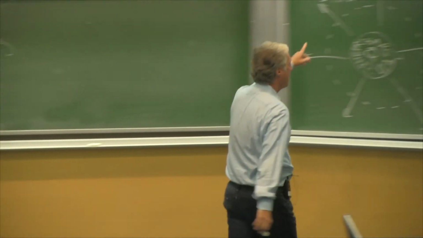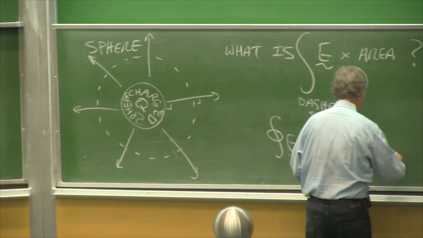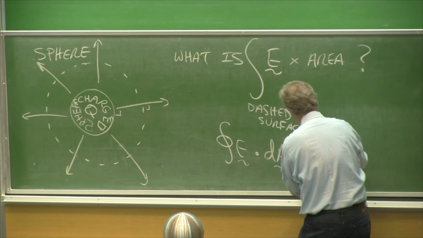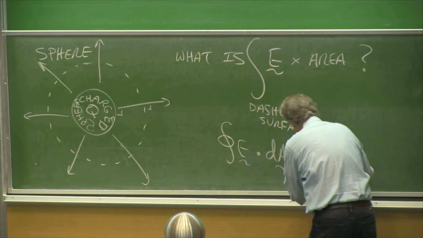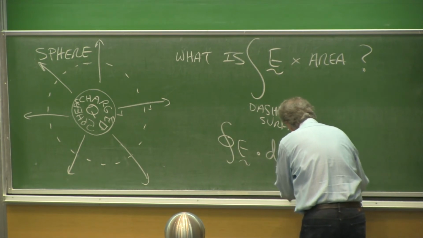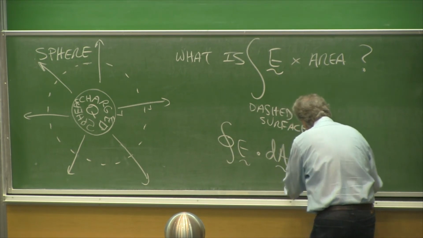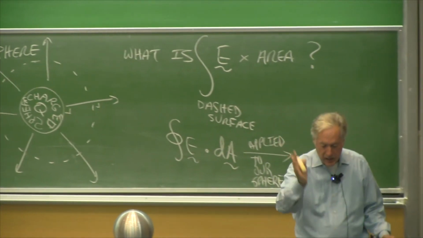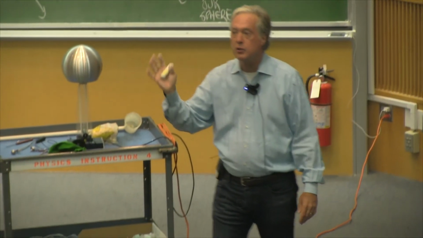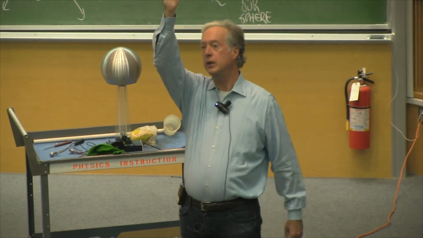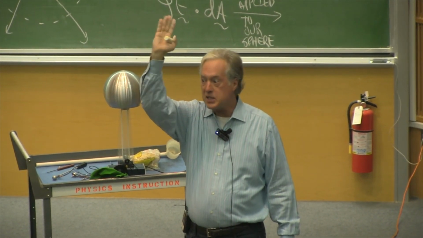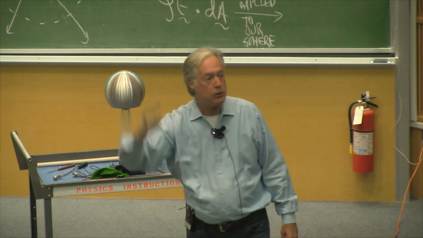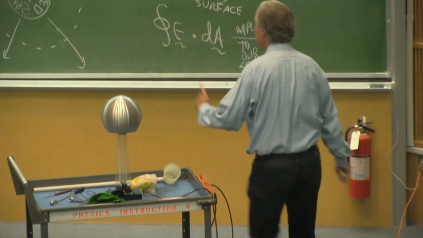So, this application applied to the picture, applied to our sphere, on that sphere, what is the angle of the electric field with respect to the area vector? The electric field is always pointing straight out from the surface, and dA is always pointing straight out from the surface. So let's put a few of those in.